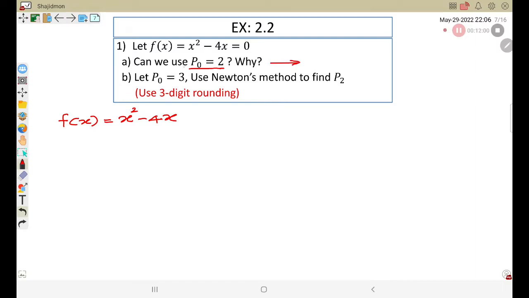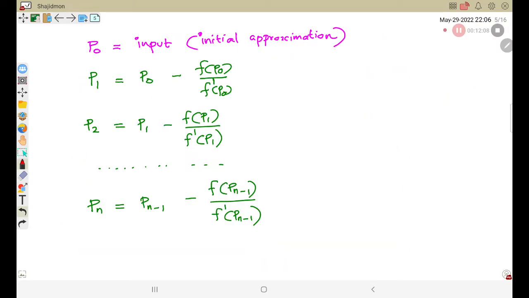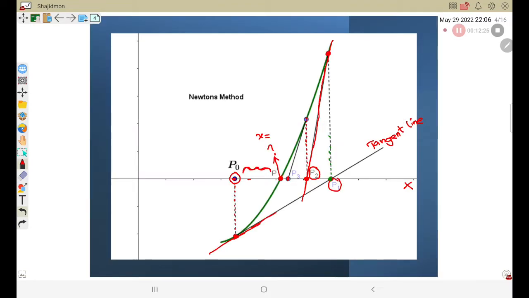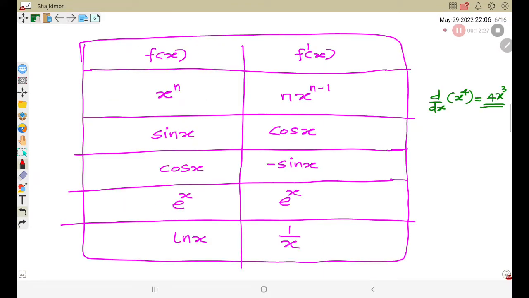That means this input number, P0 number, is correct or not. Can we choose that number or not? If not, what is the reason? For that I told you just before, all of you remember that. When we are taking the input number, the P0 number, f dash of P0 should be not equal to 0. Otherwise the program will show error, correct? The down number will be 0, then the program will show error. So this is the condition for that. So in the first part of this question, we need to check that.